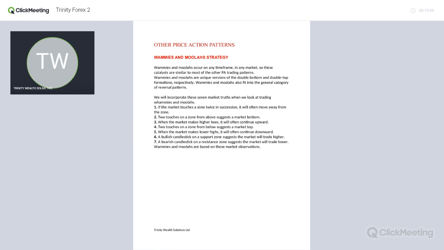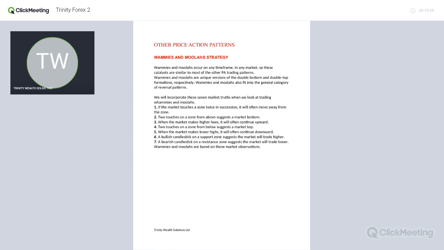Remember, we said the main characteristic of a downtrend market is lower highs. So anytime you see a market making a lower high, it tells you the market is going downwards, right? A bullish candlestick on a support zone suggests the market will trade higher.